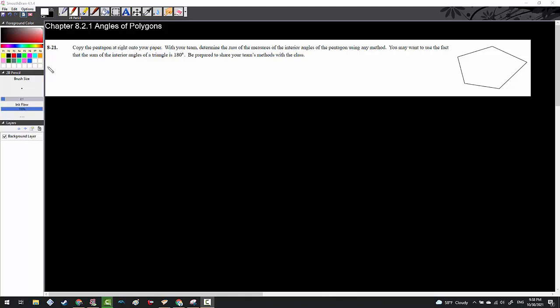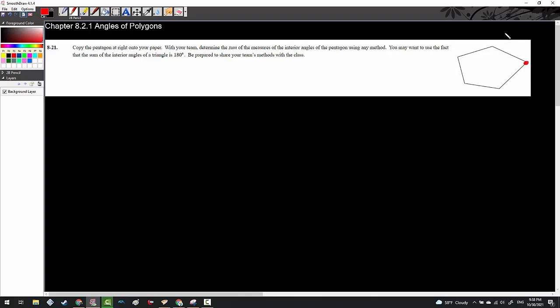So it's giving us a little bit of a clue here. It's saying you may want to use the fact that the sum of the interior angles of a triangle is 180 degrees. And so I feel like we're going to have to use that piece of information here. And so what I'm going to do is I'm actually going to just choose any vertex of this pentagon right here. And remember, the vertex, like the vertex of a parabola, is going to be where the two ends meet each other. So I'll go and just choose a random one. I'll stop right here. So this will be my vertex right here.